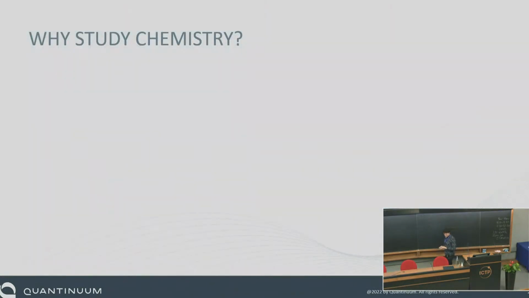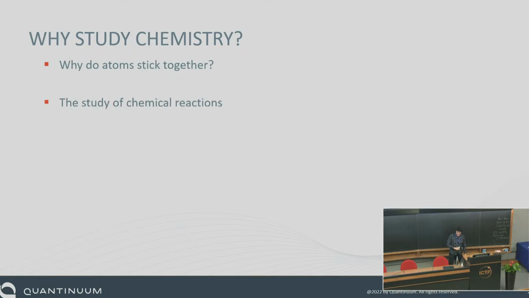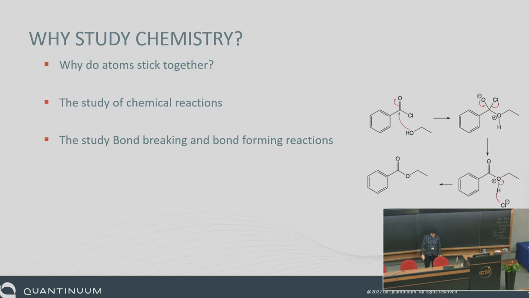So why study chemistry? At the basic level, it is why do atoms stick together, which is known as the study of chemical reactions. The study of chemical reactions essentially is the analysis of bond breaking and bond forming reactions. You may have seen these curly arrow drawings around, maybe giving you nightmares from your undergraduate. These are extremely qualitative, and it's kind of amazing that these work to describe chemical reactions so well.